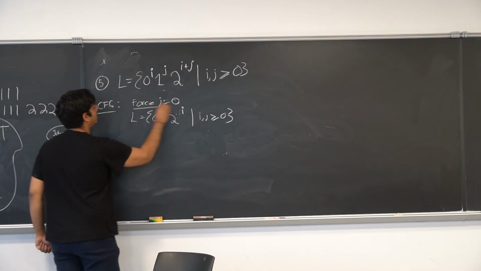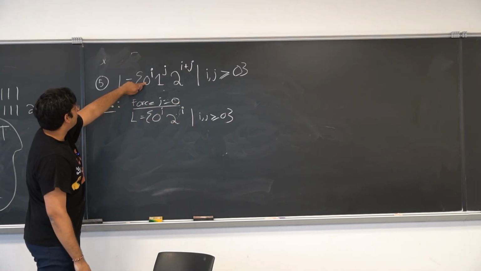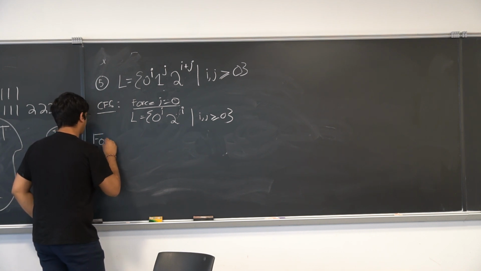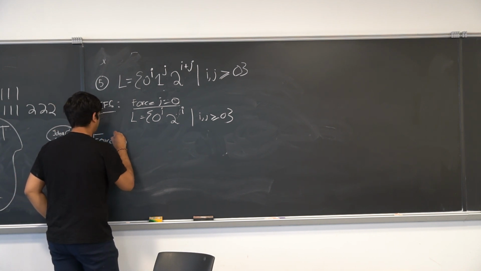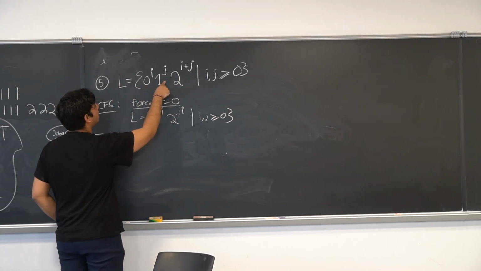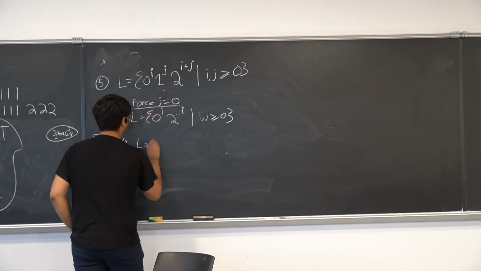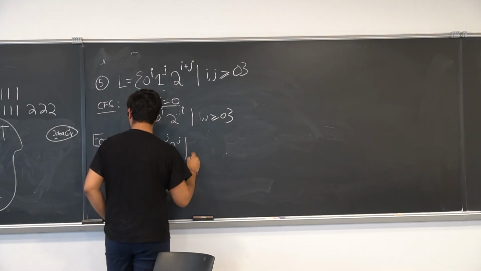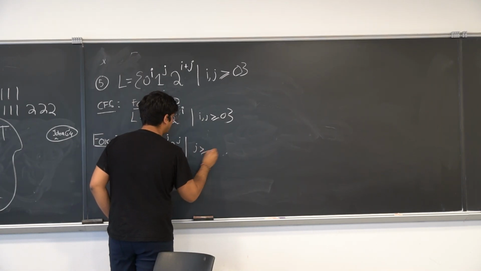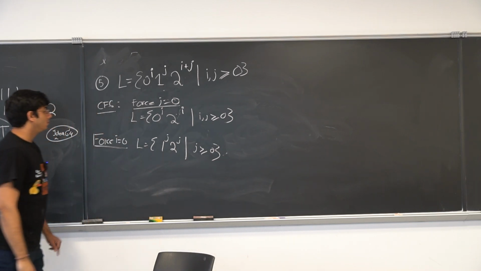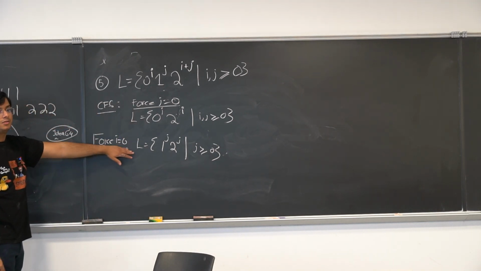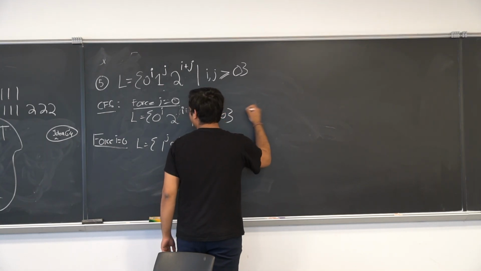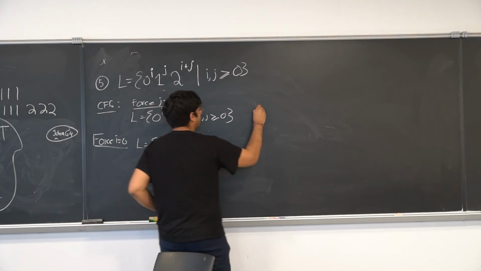So this one I forced j to be 0. I'm now going to force i to be 0. So let's force i to be 0. Okay, if I force i to be 0, I get 1 to the j, 2 to the j, for all j bigger than or equal to 0. Do we know how to write context-free grammars for these two? Yes, we've done it 100 times. So S becomes, let's call this, I'll just stick with A.